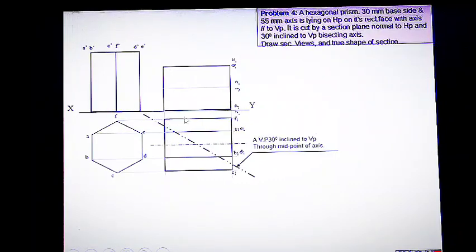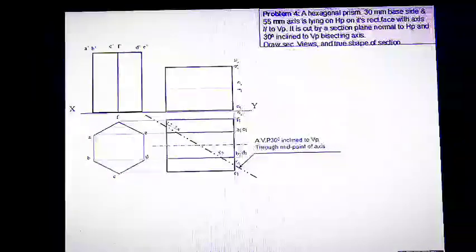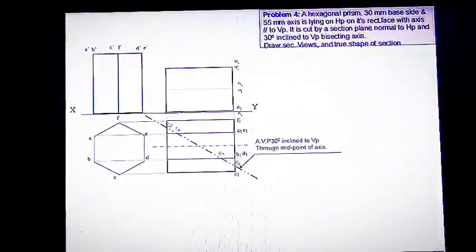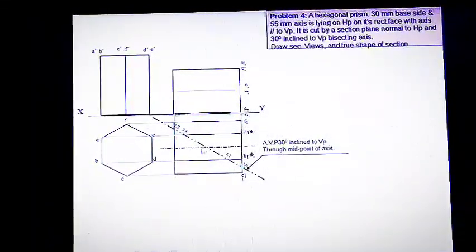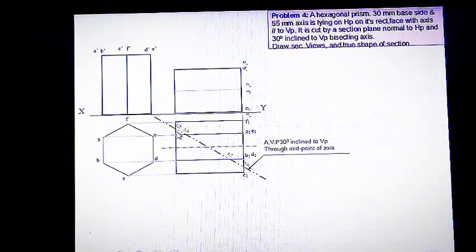So now what is the next step? We have to name these intersecting points. So here I am marking it as 1, 2, 3, 4, 1, 2, 3, 4, 5, 6, 7, 8 like this. And now we mark the cutting point, intersecting points as 1, 2, 3, 4, 5, 6 and 7, 8 on the plan. The corresponding points in the elevation we need to mark.